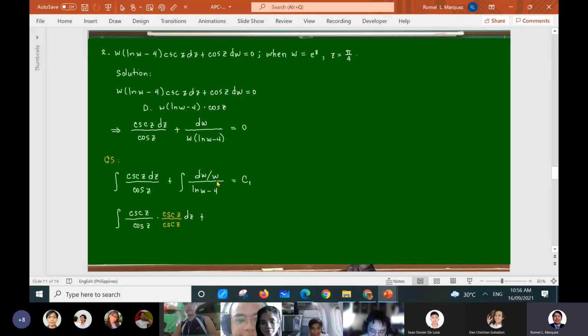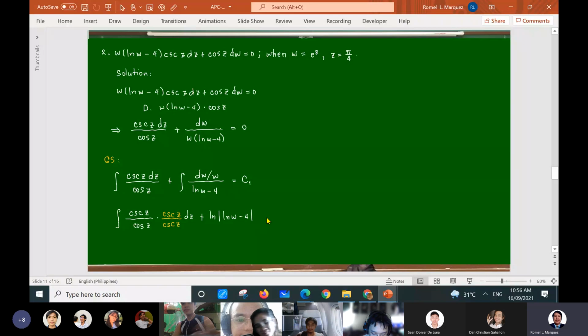Plus, this is du over u. So this is ln of what? ln of u. But what is our u? ln w minus 4. Look at this. This is u, I mean the denominator. What is the du of the denominator? What is the derivative of ln w? 1 over w. In terms of differential, multiplied by dw. So 1 over w, dw. So du over u, the ln u, our u is ln w minus 4.